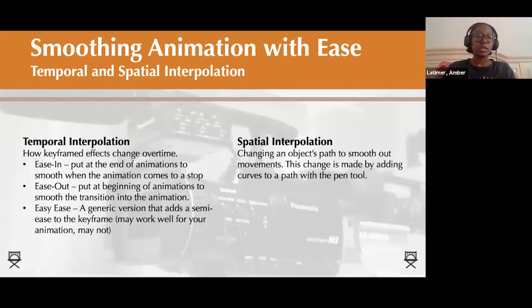Okay, so spatial interpolation is basically smoothing over the movement itself. Temporal changes the effect over time, but spatial interpolation only smooths the movement. So instead of me waving like a robot, it'll smooth it out so I go up in a curve instead. And I'll have examples in the next slide.